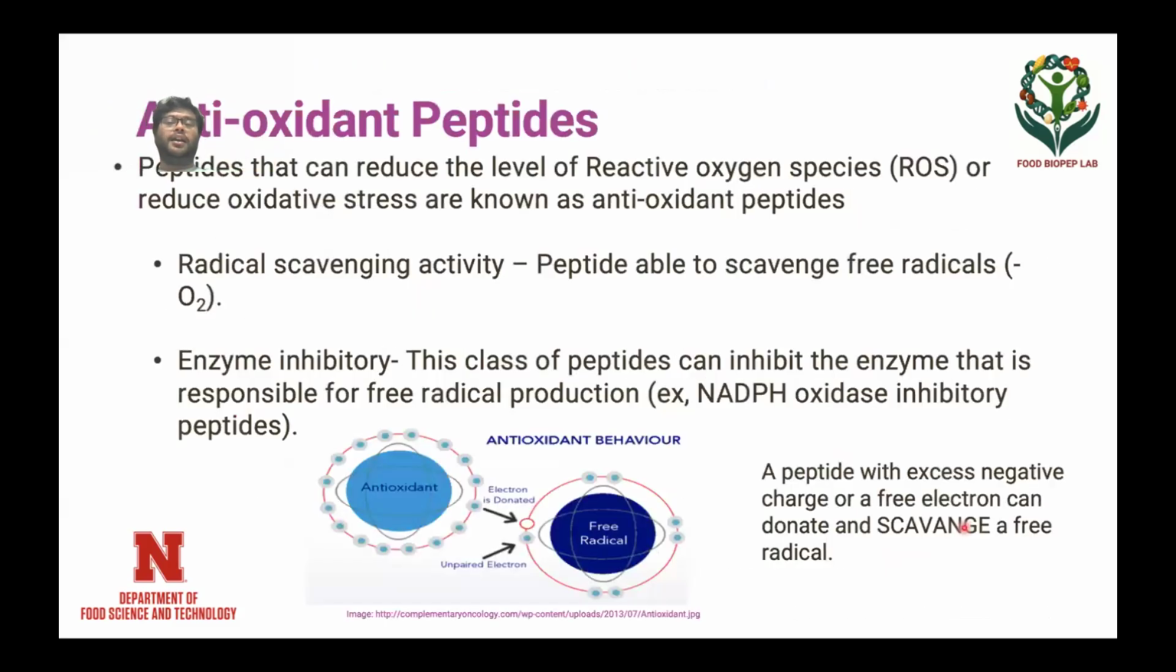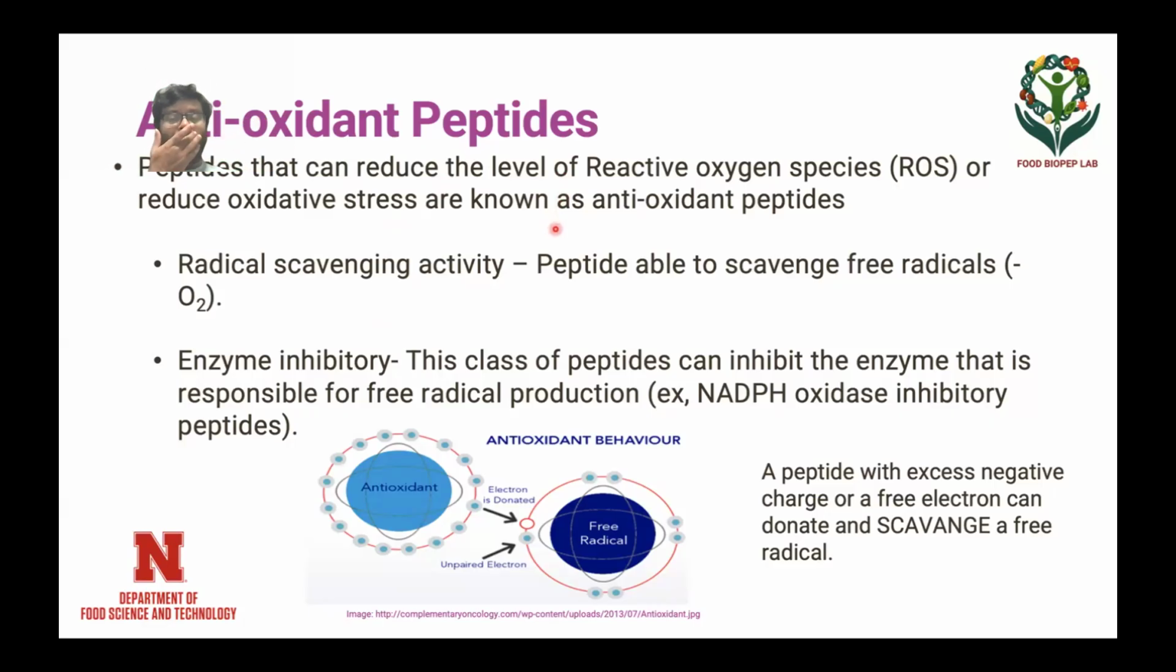antimicrobial activity. Now we talk about the antioxidant peptides. These are the peptides which can reduce the reactive oxygen species level in your body and reduce oxidative stress. And there are primarily two ways it can work. It can work as a radical scavenger, a peptide that scavenges free radicals, for example superoxide. It can also act as an enzyme inhibitor. This is a class of peptide that can inhibit the action of an enzyme responsible for free radical production, like an NADPH oxidase inhibitor.